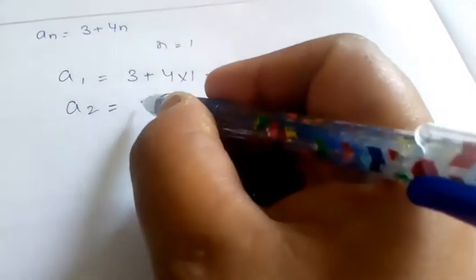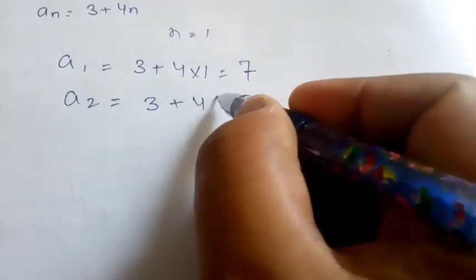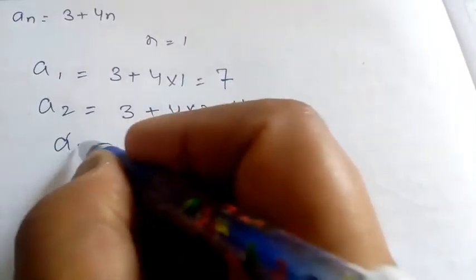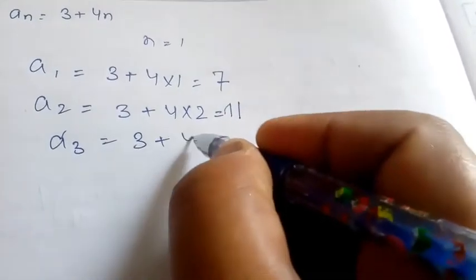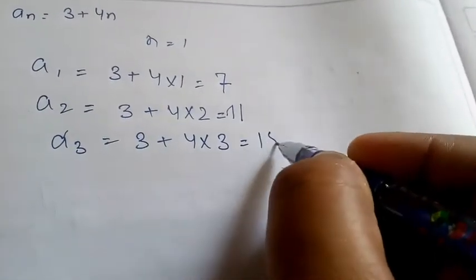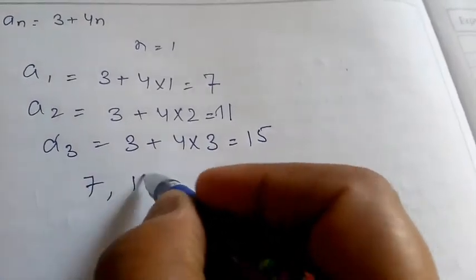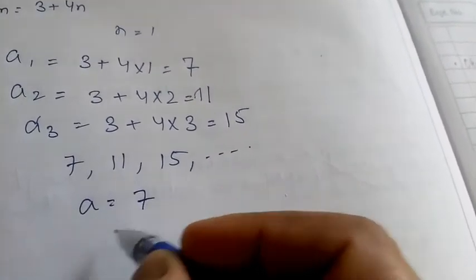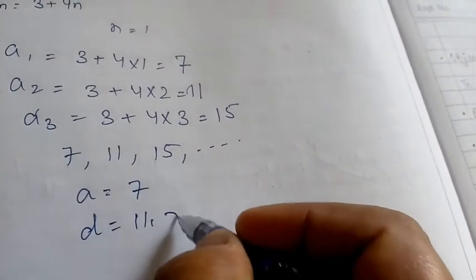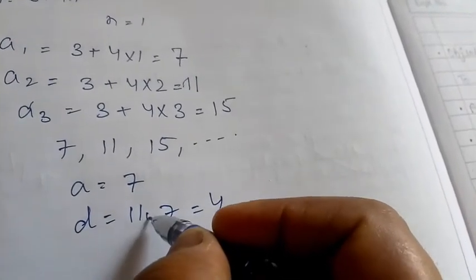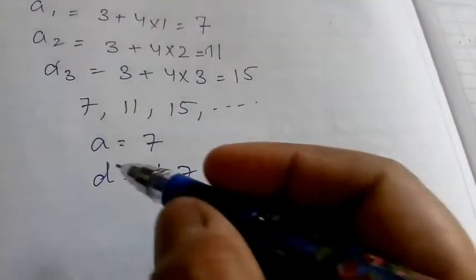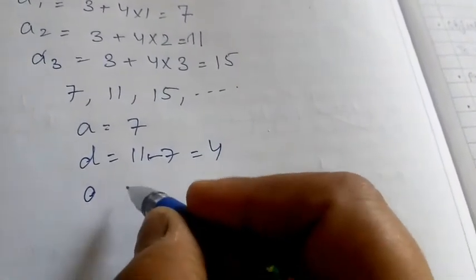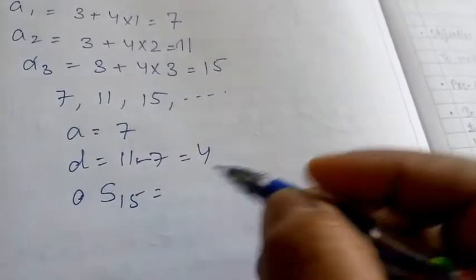a2, second term, 3 plus 4 into 2, 3 plus 8, 11. a3, 3 plus 4 into 3, 15. The series becomes 7, 11, 15, and so on. Here a equal to 7, d equal to 11 minus 7 equal to 4, and an is given. Now find the sum of 15 terms. You have to find the sum of 15 terms.